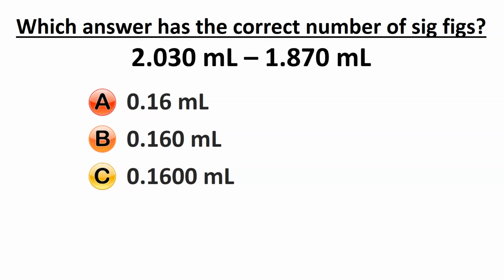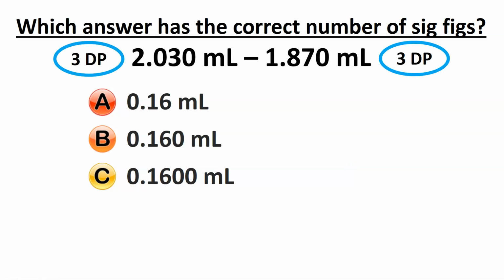For this problem, I have 3 decimal places and 3 decimal places. It's a tie, so my answer must be B.